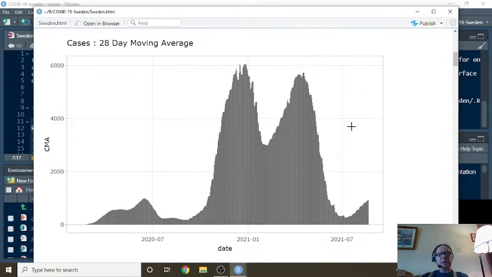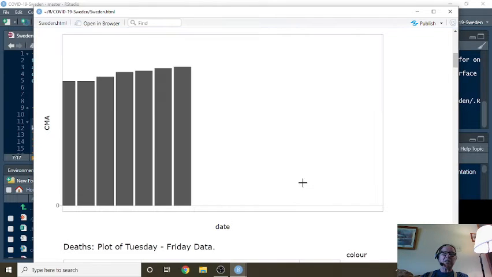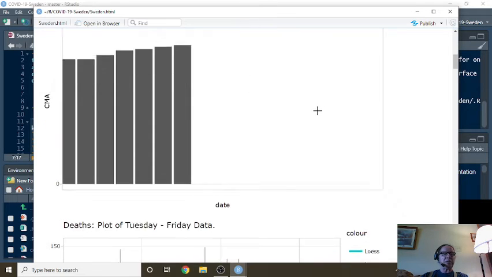Let's take a look at deaths. Well, first, let's take a look at the 28-day moving average. So this is the average number of cases for the previous 28 days, as of August 21st. So for the previous 28 days, ending August the 21st, you were averaging 928 cases per day.